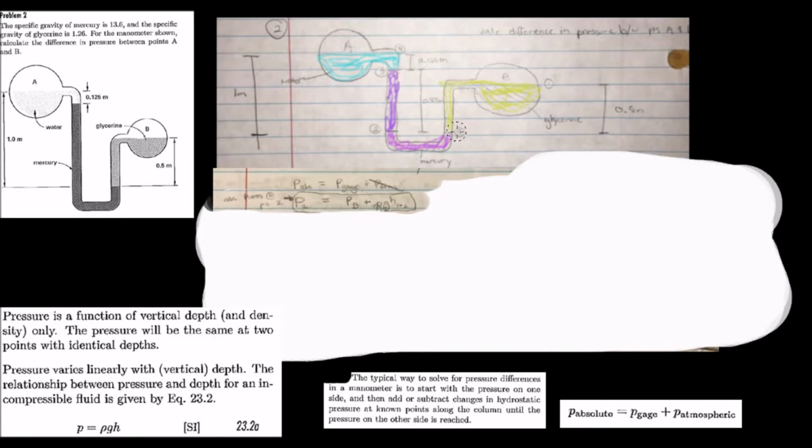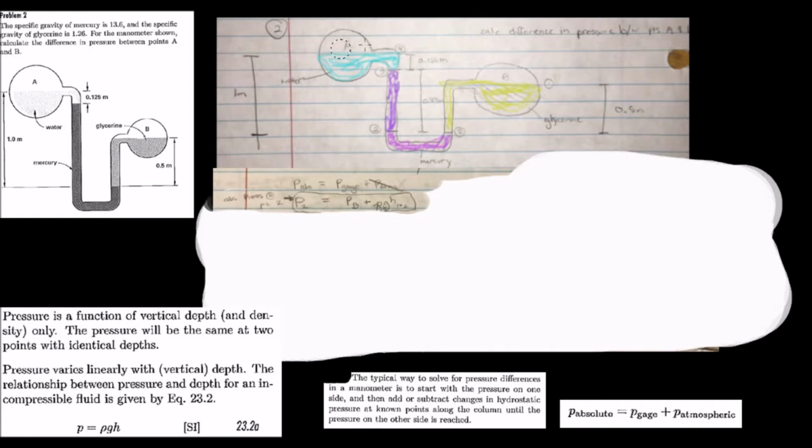The easiest way to go about this is to solve for P2. So P2 is P absolute, which is P gauge. If we start from the right side, it's going to be PB, the pressure at B, plus rho GH, which covers this height. So that's P2 from the right side.